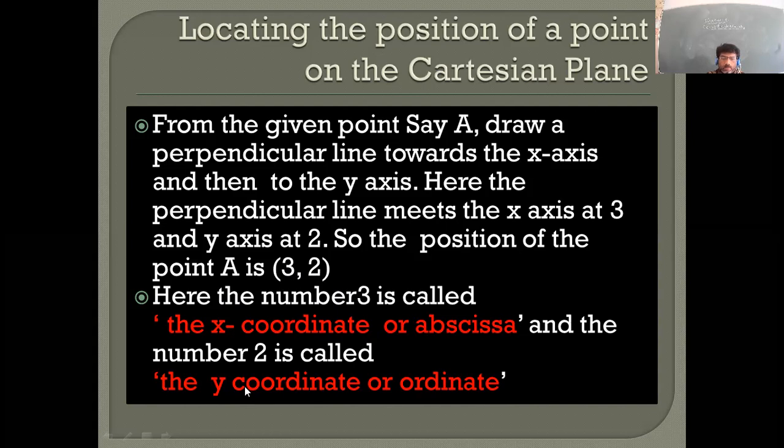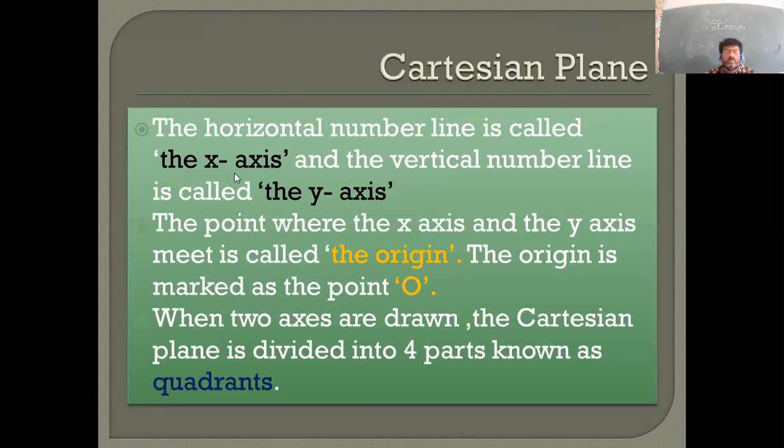See the spelling: coordinate, and ordinate. This part, ordinate, is used only for the y coordinate. The horizontal number line is called the x-axis and the vertical number line is called the y-axis. The point where the x-axis and y-axis meet is called the origin. The origin is marked as the point O, capital O.